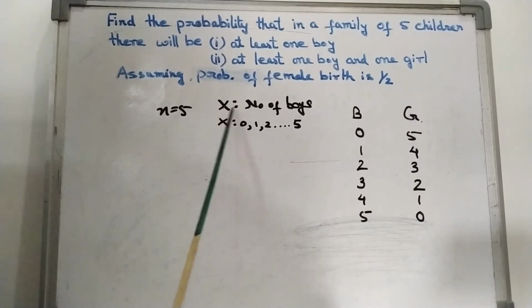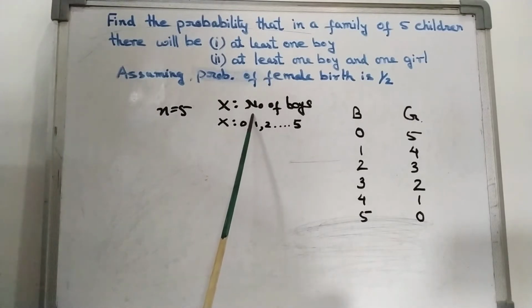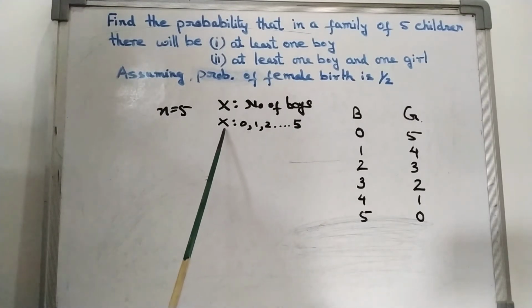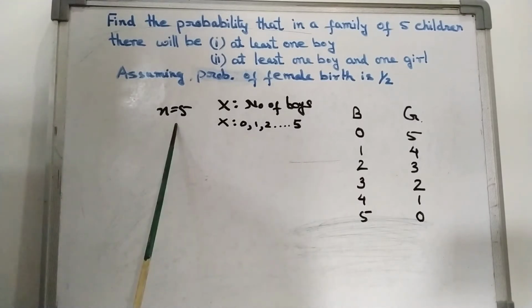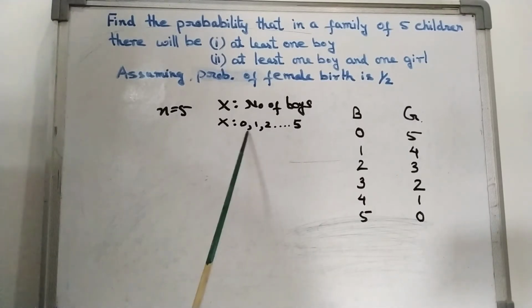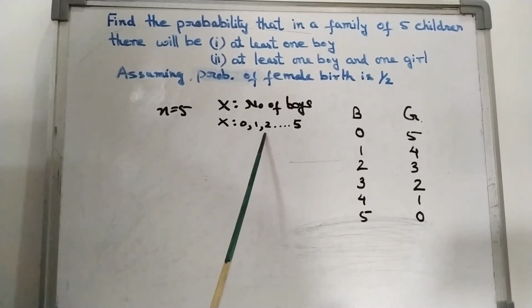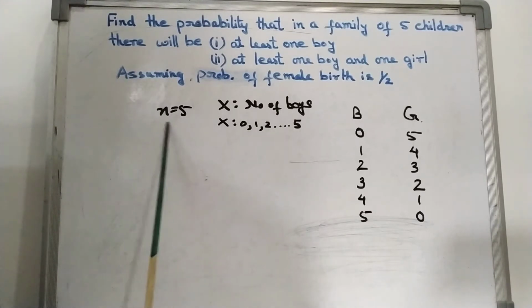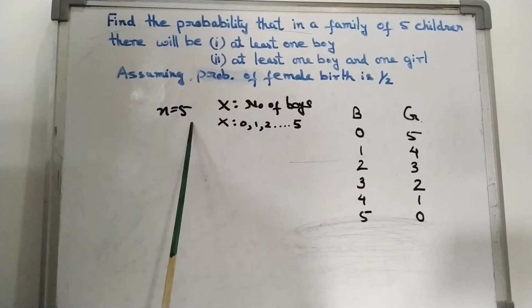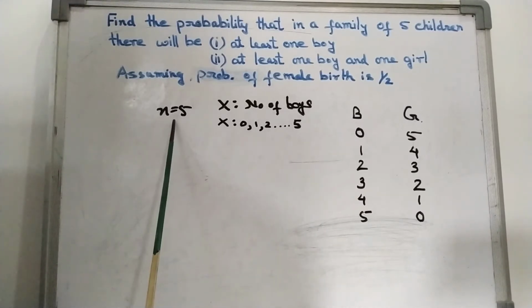And if x denotes the number of boys, because we need at least one boy, it can take values from 0, 1 up to 5. The highest value will be our n value, because it is the possibility of 0 boys, or 1 boy, or 2 boys, up to 5. This will be the maximum value of x, not more than this, because it is repeated only 5 times. So the maximum value of x will always be the n value.